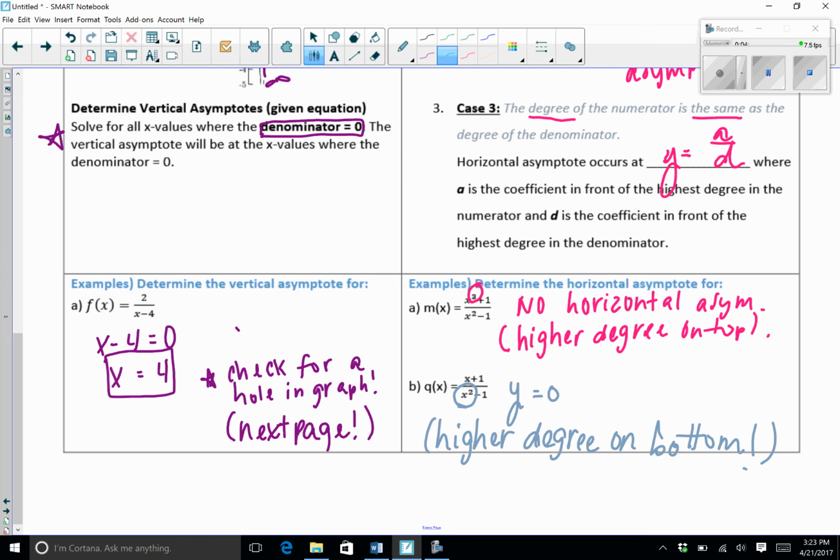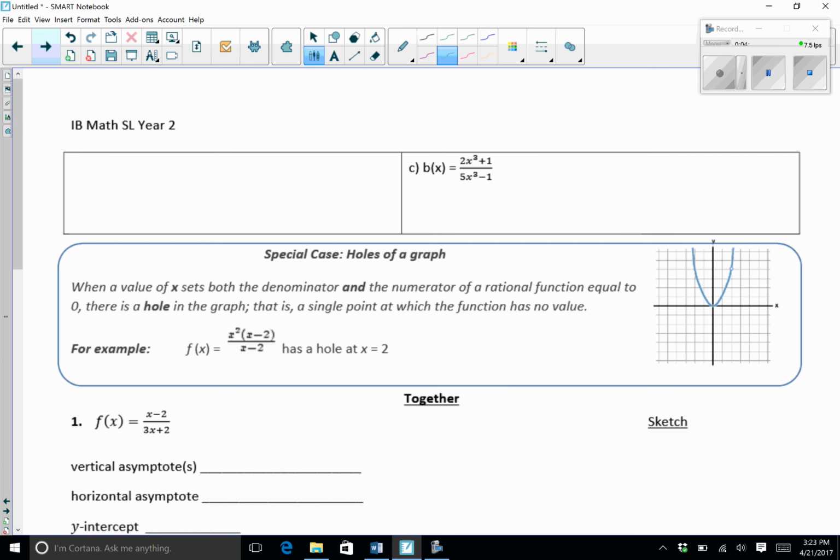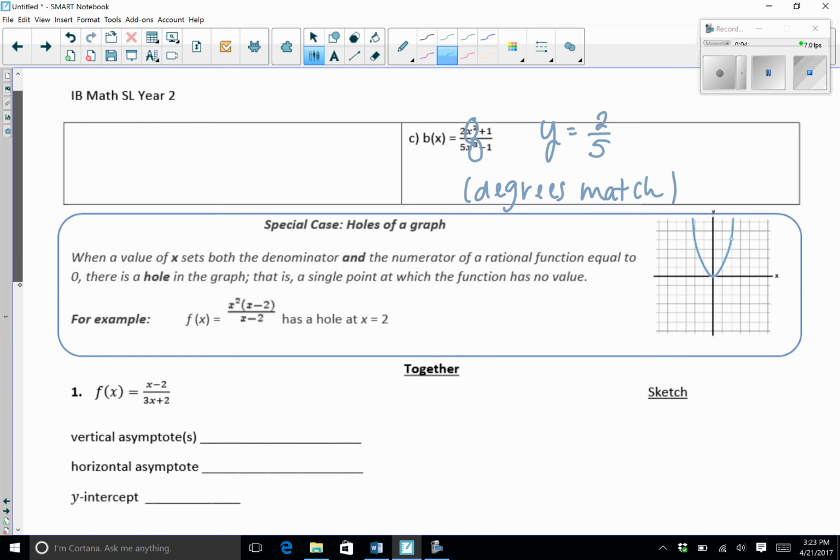All right, and if you flip your page, we can continue with one more example. If I'm looking at the higher degree, I actually see that the degrees match, top and bottom. So you just take those coefficients of the matching and I get 2/5.